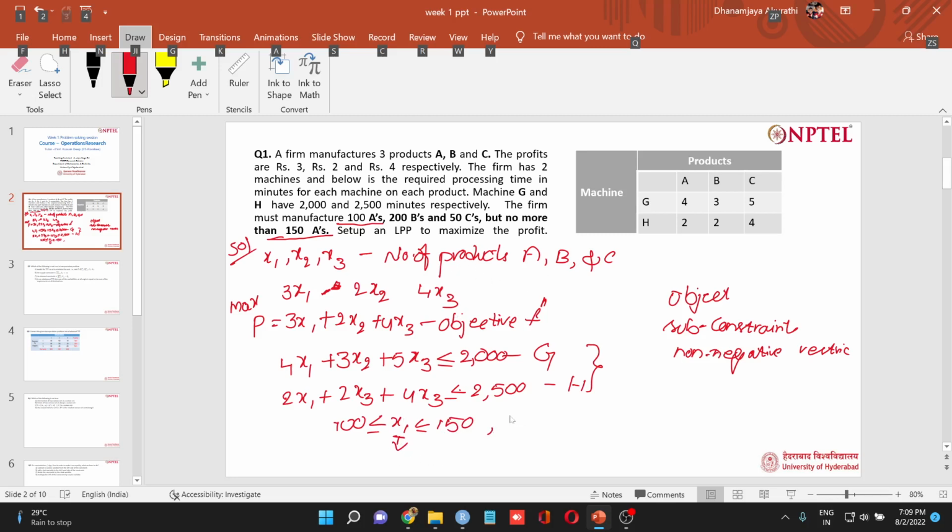Another restriction is 200 B's only, so B products should be less than or equal to 200, and C products should be not more than 50. So finally you can say that this is the objective function subject to the constraints and the non-negative restriction. Anyone had any doubt? Please let me know.